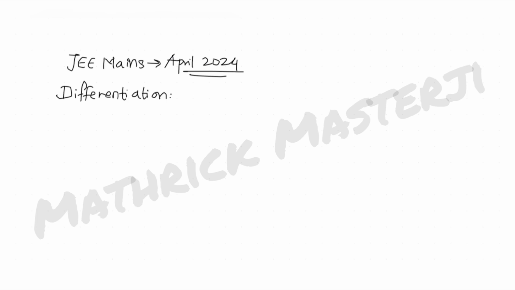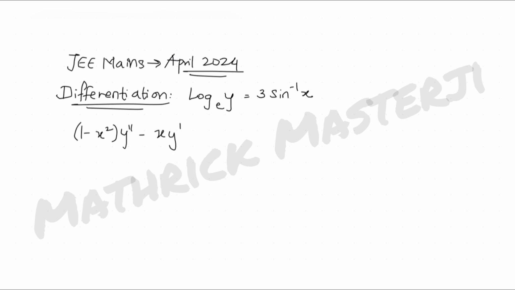We have been given in the question that log y to the base e is equal to 3 sine inverse of x. The question is asking us to figure out the value of the expression 1 minus x square into double derivative of y minus x into y dash, at x equals half. So we need to find the value of this entire expression at x equals half.